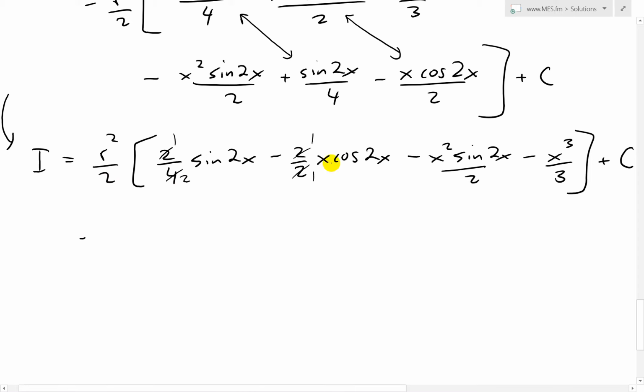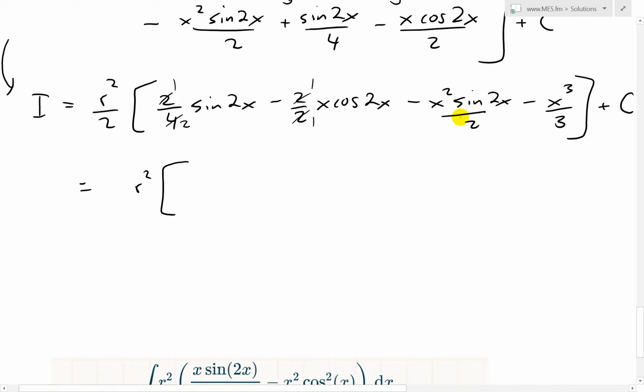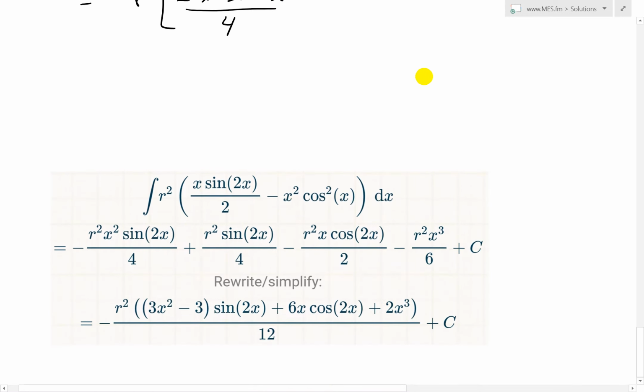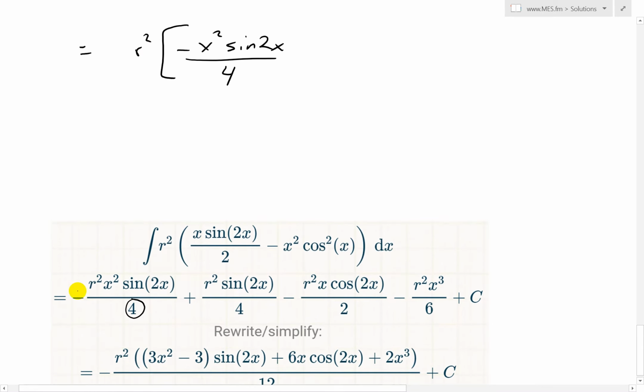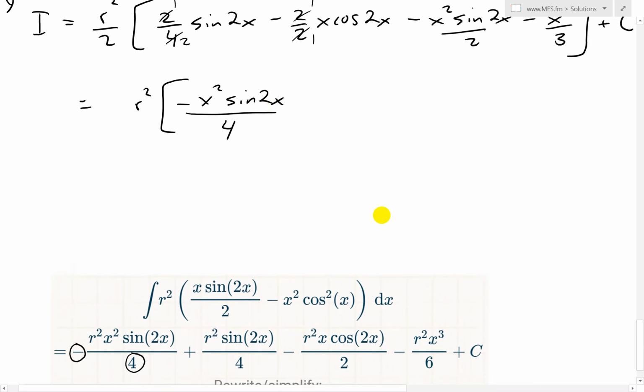So divide the 2 inside and also move this one in front, so we have r squared over 2, or actually just an r squared, like that. Yeah, we do that. So then this is going to be, take that 2 inside, this negative x squared sine 2x divided by 2, and then divided by another 2, that's going to be 4. Again, just like this right here. And I'm just going to leave the r squared out because I'd rather not multiply it inside. So that's the same one there, negative x squared sine 2x, so that's correct.